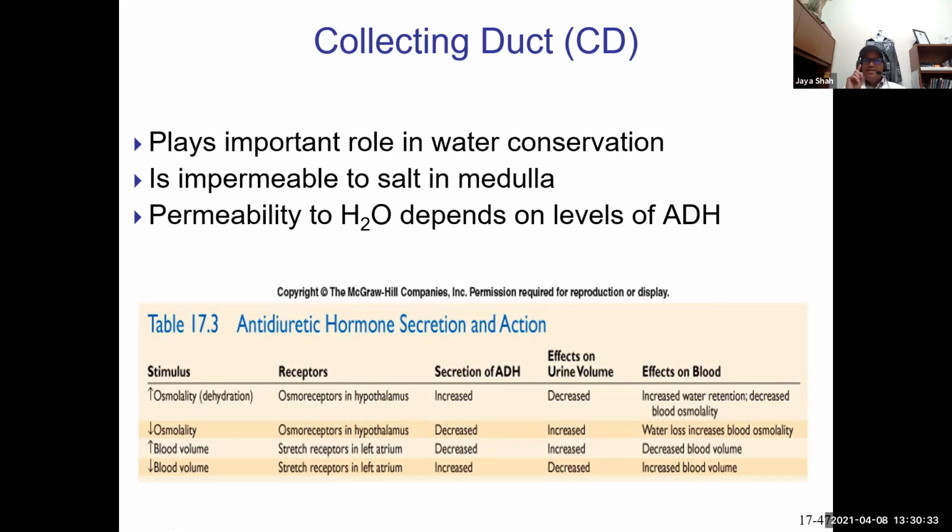That means when you are thirsty or dehydrated, that's when ADH is released a lot, and it is not letting you pee more. That's why we call it antidiuretic hormone, diuresis meaning urination. It is impermeable to salt in the medulla. So there is no permeability to salt, okay? But permeability to H2O depends on the level of ADH. So what stimulates the secretion of ADH? Antidiuretic hormone secretion. So let's go over this slide first. So like here, osmolality, and then go this way and read it.